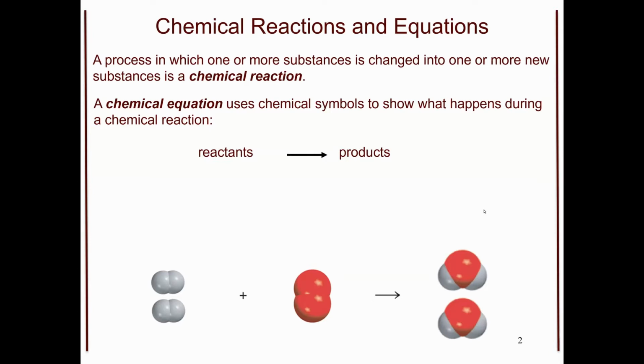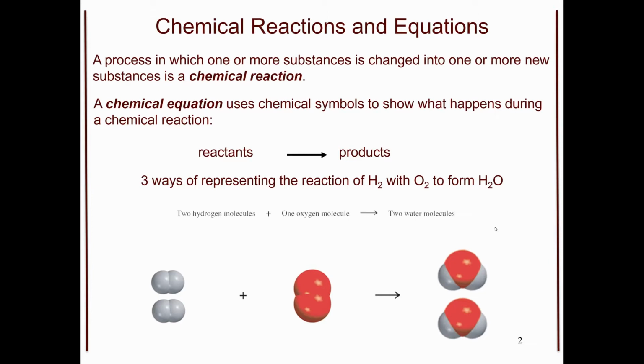These are the species that you are trying to change in order to form our products. The products are your desired species that you would like to make. So let us go ahead and find three ways of representing the reaction of hydrogen gas with oxygen gas in order to form water. The first way is writing it all out.